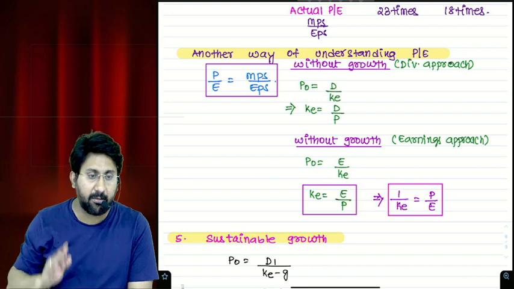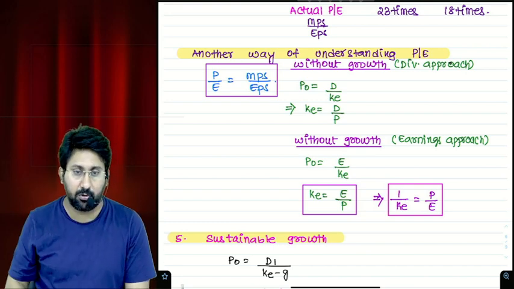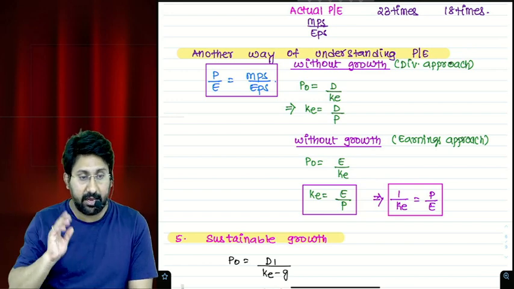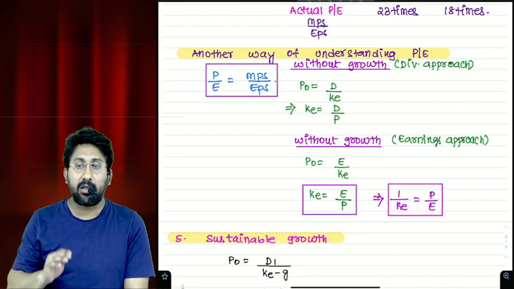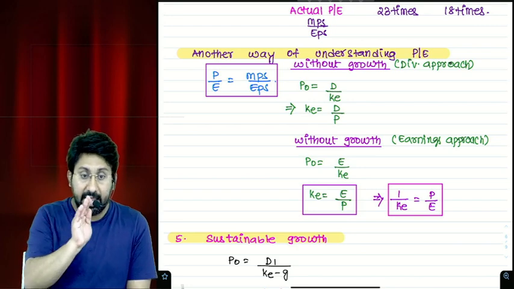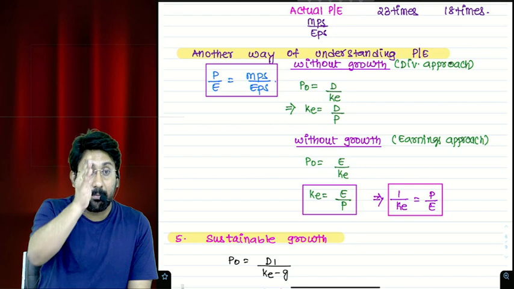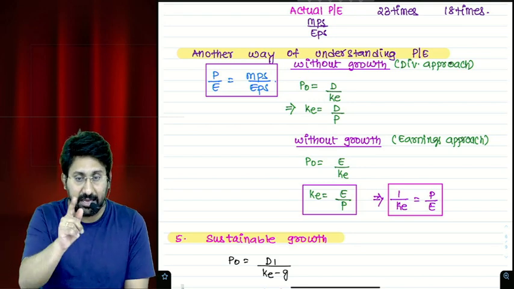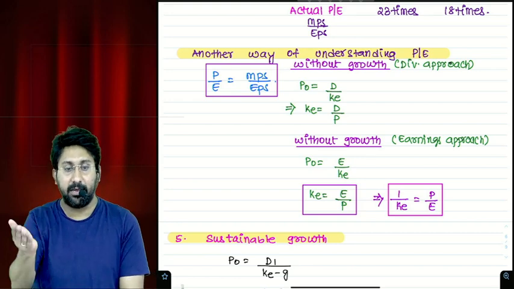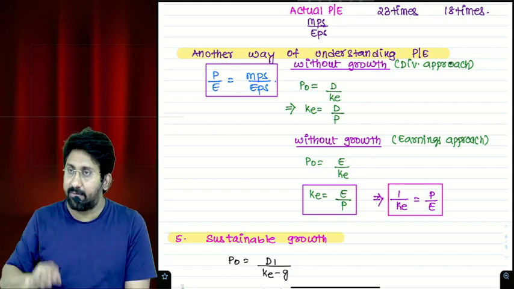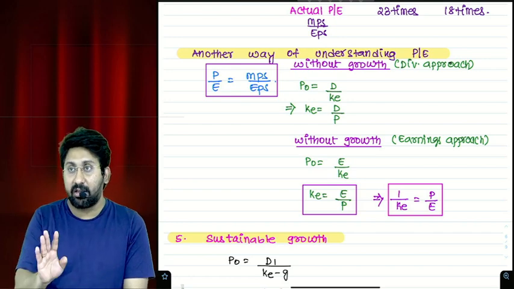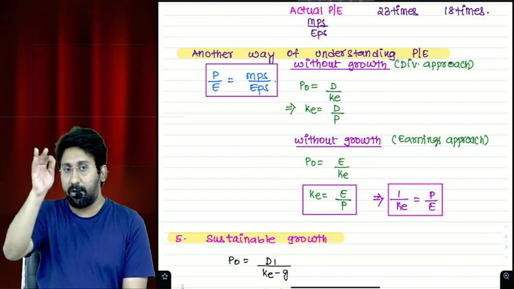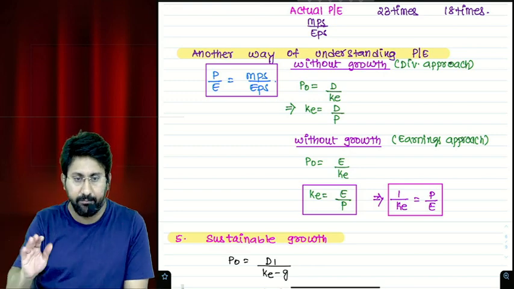Instead of using the dividend approach without growth, I will use the earnings approach without growth. Without growth, the earnings approach, P naught equal to E by KE. KE equal to what? E by P. KE equal to E by P. We want the PE, meaning P by E, means what? It can be 1 by KE. So 1 by KE equal to P by E. So whenever in the examination question PE is not given, but we require PE to value something, the only remedy available is 1 by KE will be the PE ratio. Clear? Next.